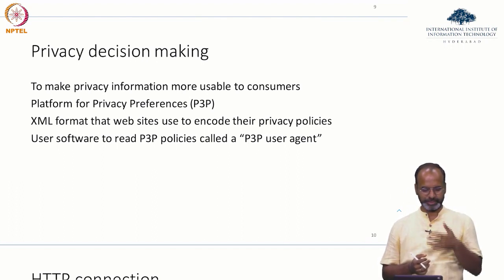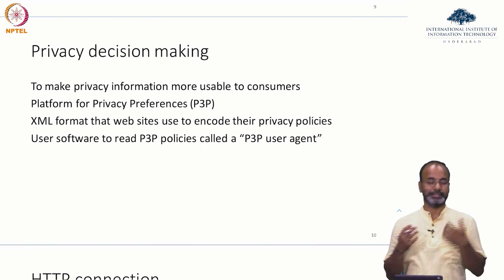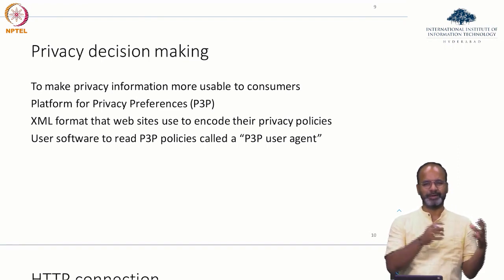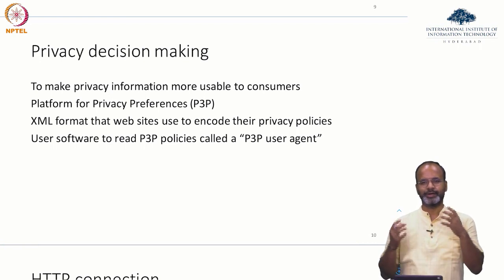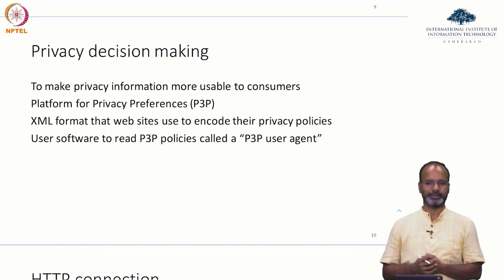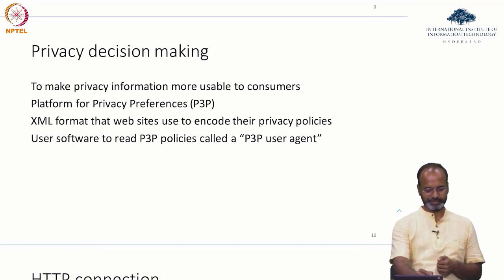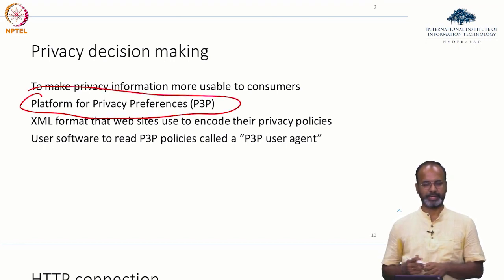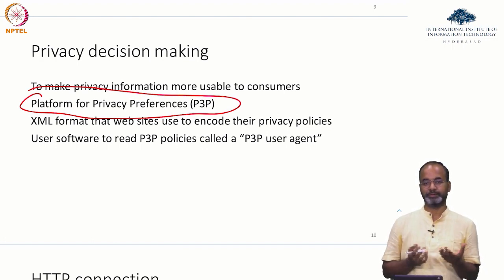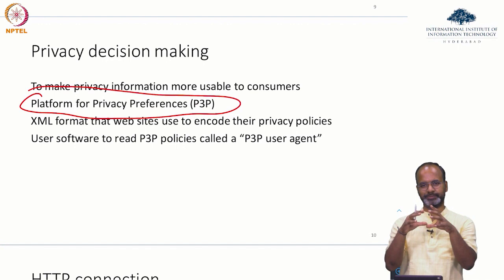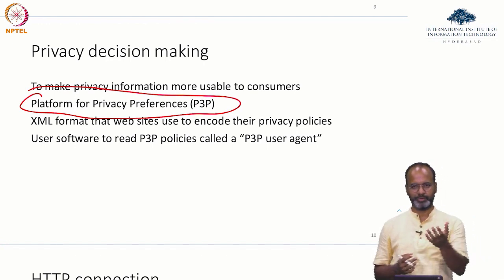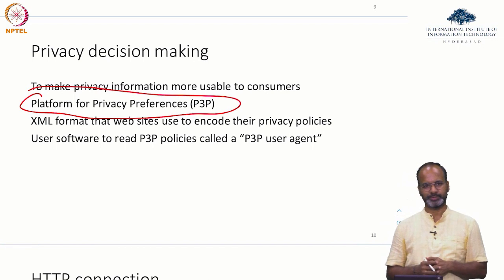So to make privacy information more usable to consumers, the decision making, right? Privacy decision making is this idea, part of the privacy enhancing technologies itself, to help users make choices of all the options that are available. A platform for privacy preferences is one technique, one solution that has been developed where users can actually represent their privacy preferences, companies can represent their privacy preferences, and some matching can be done on these preferences and a decision can be made. I'm going to walk you through what it is, but in short, that's what it does.